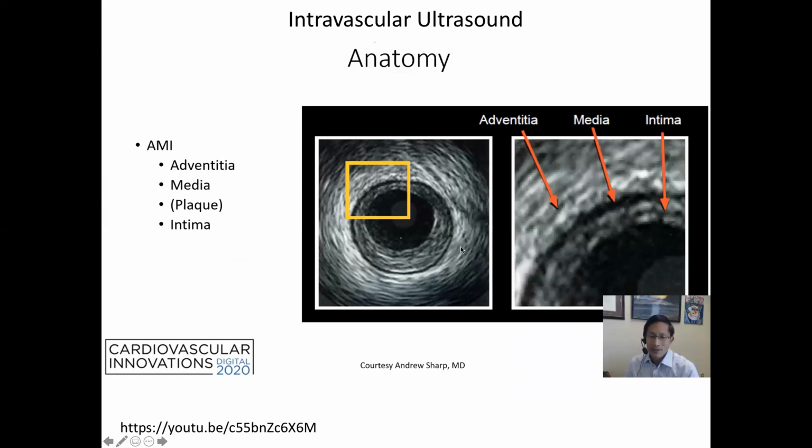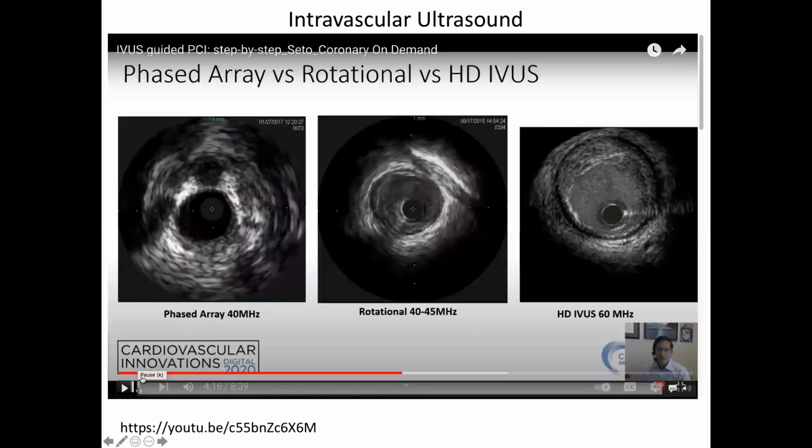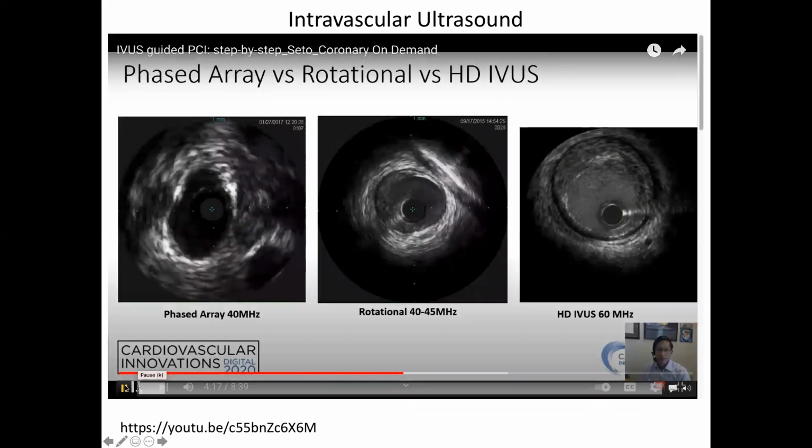So here's basically what the pictures look like. This is obviously ultrasound, so they're going to come out in real time. So we have adventitia, this dark rim here of non-echoic media, and then the intima. And lesions usually occur around this boundary here. And then this is where the catheter is itself. And this is blood here, right?